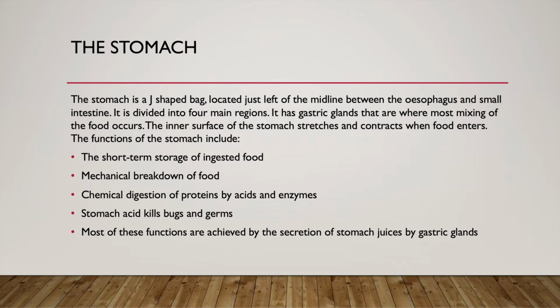The stomach. The stomach is a J-shaped bag located just left of the midline between the esophagus and small intestine. It is divided into 4 main regions. It has gastric glands that are where most of the mixing of the food occurs. The inner surface of the stomach stretches and contracts when food enters.